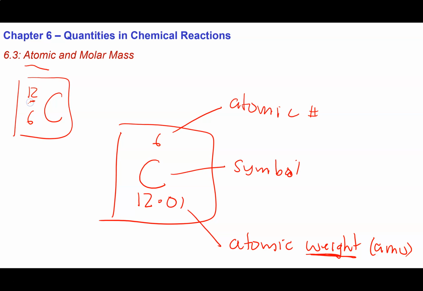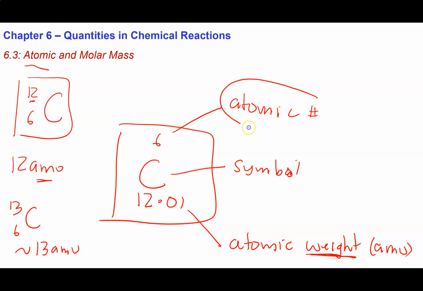Sometimes they distinguish that this one is the weighted average by calling it the atomic weight. But a carbon-12 atom, you'll probably remember, has a mass of exactly 12 AMU. A carbon-13 atom has a mass that's about 13 AMU. So it's important to realize that the atomic number is not related in any way to the atomic mass. Similarly, the mass number is only loosely related to the actual atomic mass.